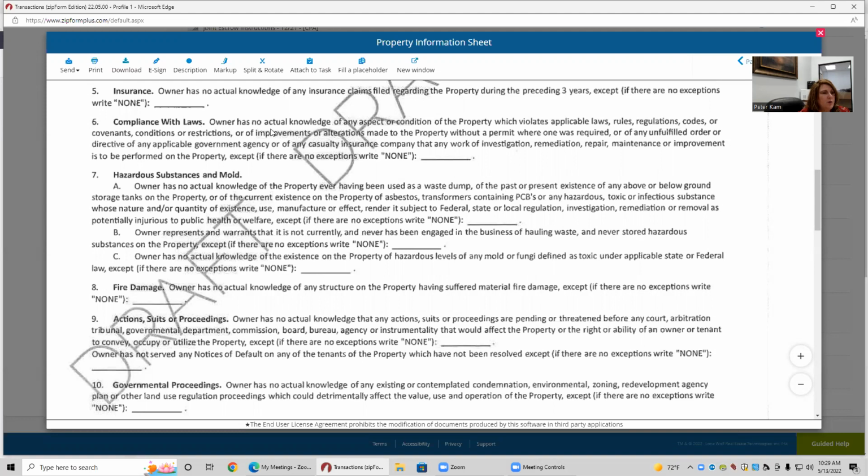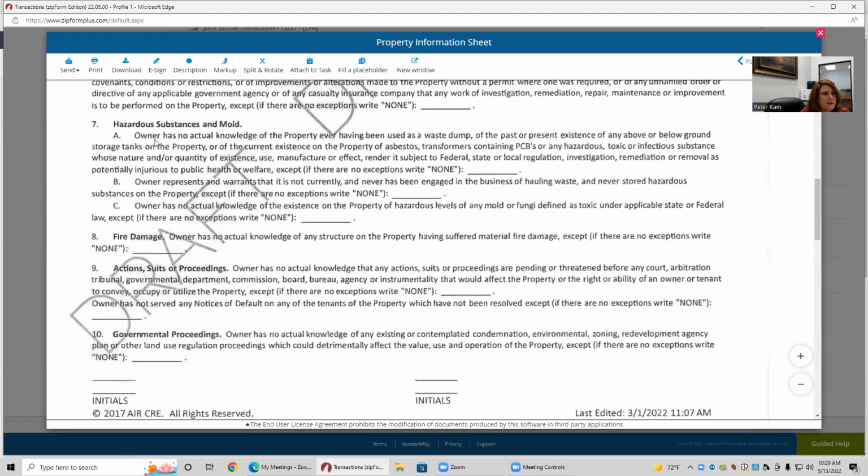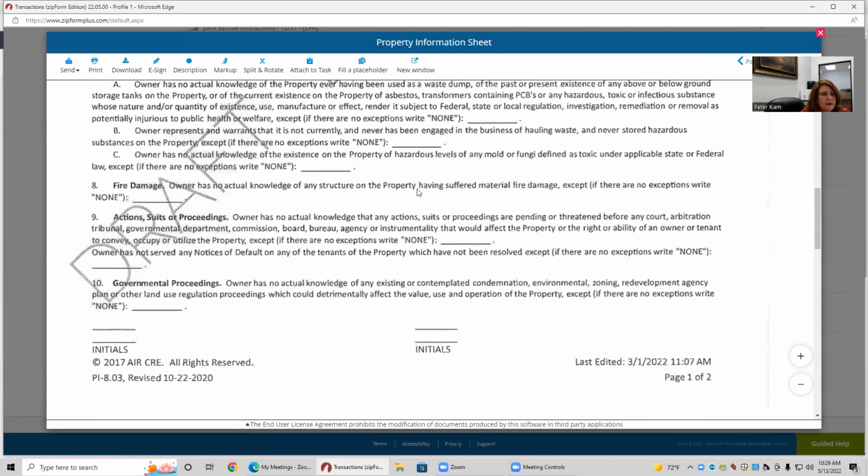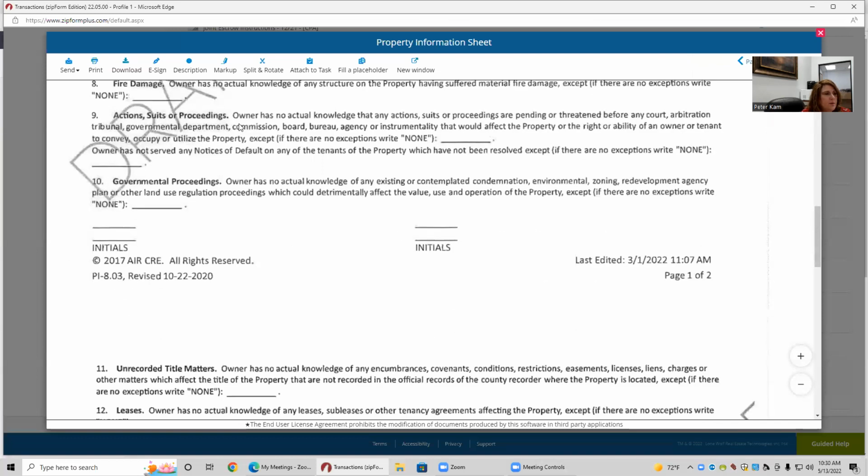Compliance with laws: the owner has no actual knowledge of any aspects or conditions which violate applicable laws. So they read this and they either disclose something or they write none. Hazardous substance and mold, they read this and write none if there's nothing to disclose, all the way down. Fire damage: has it suffered any material fire damage? If not, write none. Actions, suits or proceedings against the property are pending. Write none if there are none. Owner has not served any notice of default on tenants. So it's asking here if they're late or anything. If there's no notice of default, write none.